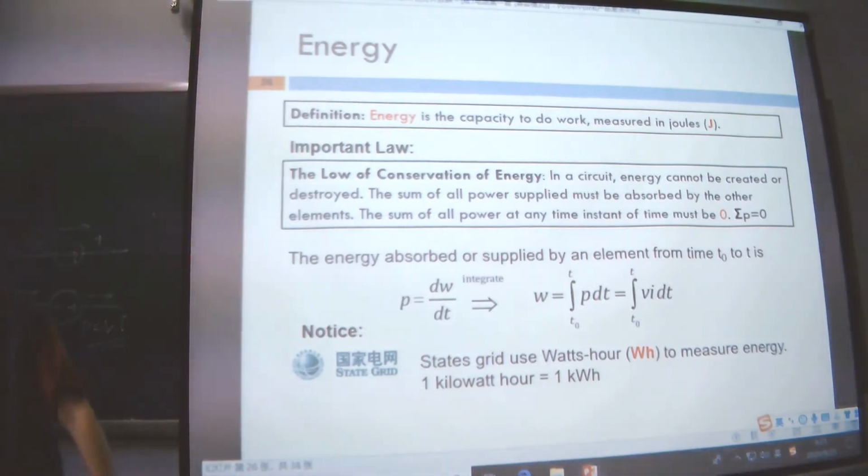Because the energy cannot be created or destroyed. It can just be transferred.